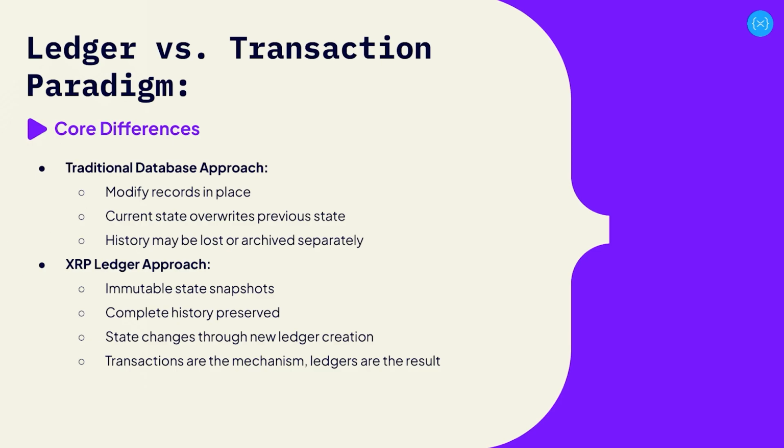So now let's look at the ledger versus transaction paradigm. The traditional database approach modifies records in place. The current state overwrites the previous state, and history may be lost or archived separately. The XRP Ledger's approach is immutable state snapshots, with complete history preserved, and state changes through new ledger creation, while transactions are the mechanism by which ledgers are the result.